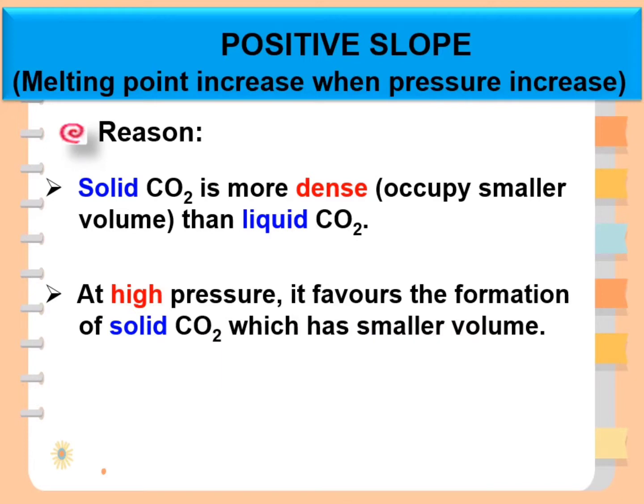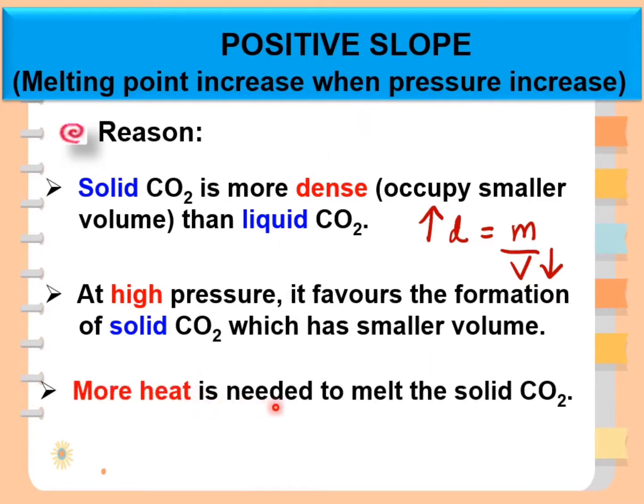Okay, kenapa smaller volume? Still remember, density, the formula is mass over volume. If the density is higher, the volume will decrease. So this is the reason. So kalau solid carbon dioxide terlalu tumpat menyebabkan volume of this carbon dioxide become smaller. Okay, and we know that the pressure is inversely proportional to the volume. Still remember the Boyle's law principle? Okay.